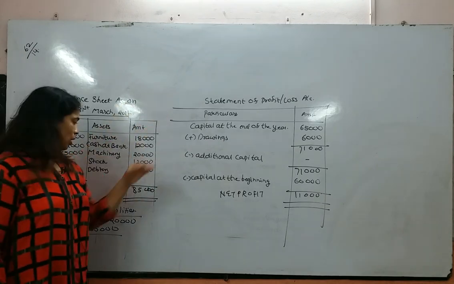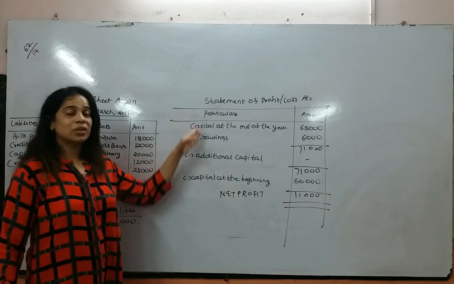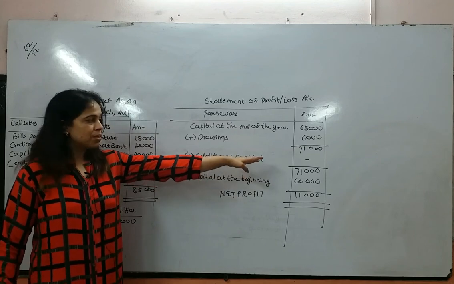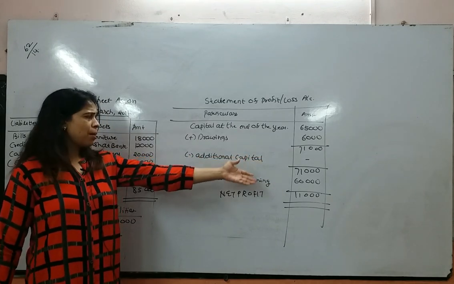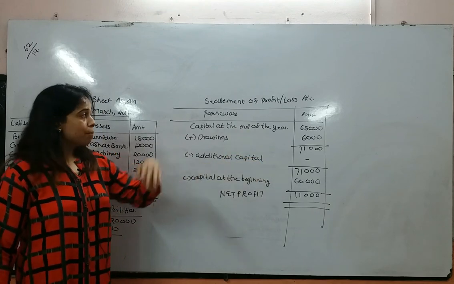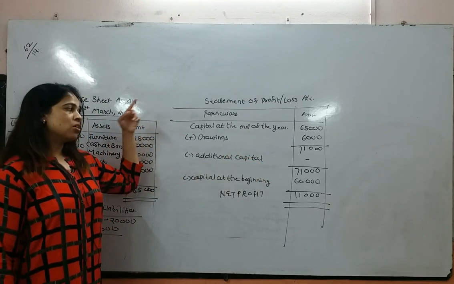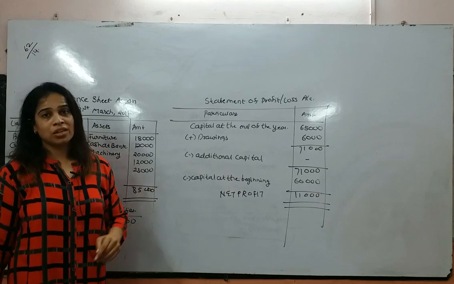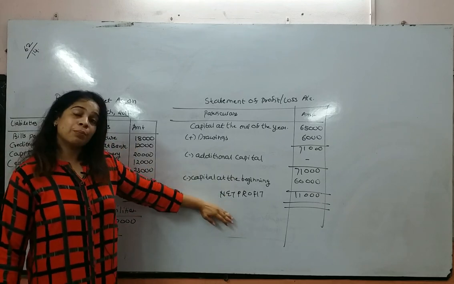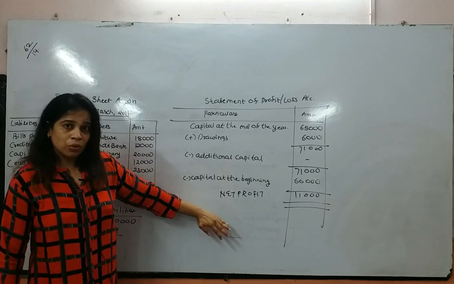Then whatever amounts we got, we just substituted in the formula. In this sum, additional capital is not there, so we simply put a dash, 0. If additional capital is not there, that doesn't make any change. But capital at the end of the year and capital at the beginning of the year are a must to calculate whether you are getting net profit or you are suffering losses.